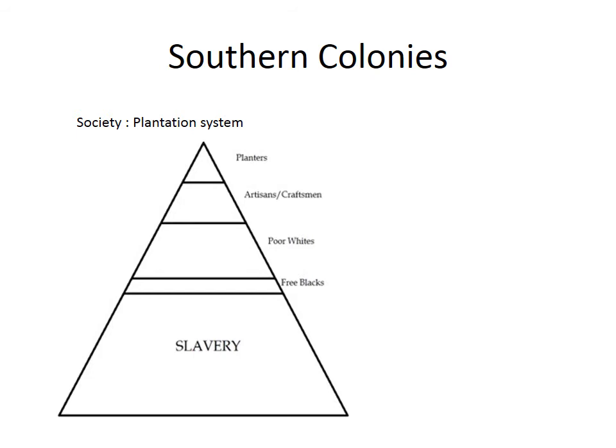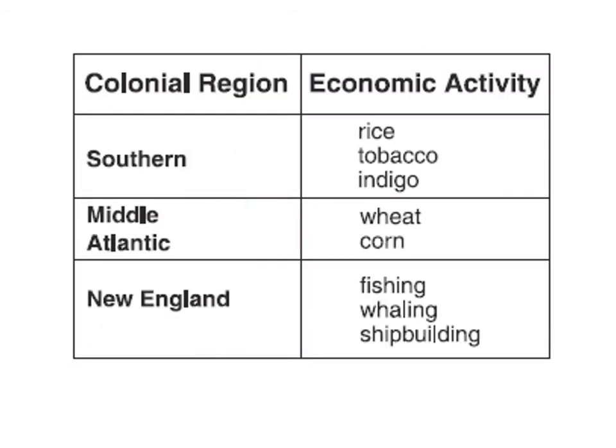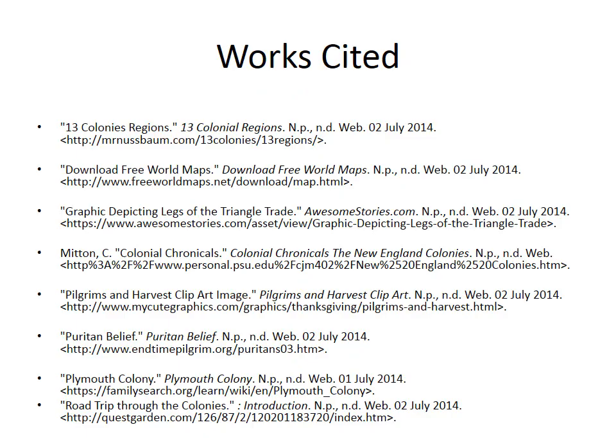So you are going to need to be able to identify all the regions and then the different things that make up the different regions. So for example, if you were to fill out a chart on the different regions and you were to list the economic activity of those regions, it might look something like this. So the goal of this lesson is to be able to describe each area and the things that were occurring and how the areas developed differently based on region.